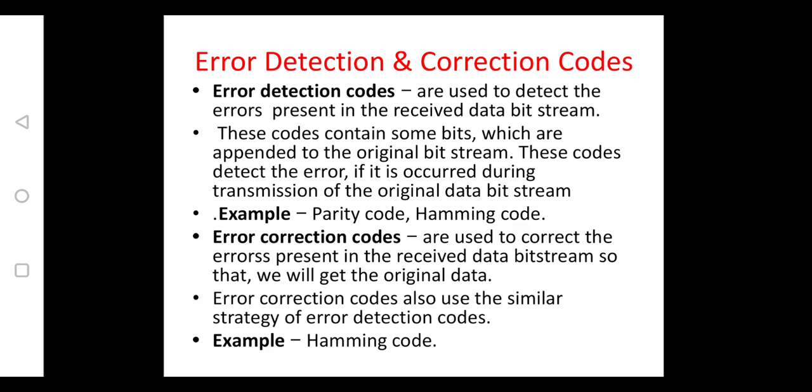So let us discuss what is meant by a parity code. The parity code is nothing but an extra bit which is added to the original transmitted bits. This parity bit may be of either odd parity or even parity. Let me tell you this with an example. Let me take 3 data bits. The data bits which I want to transmit are 110.